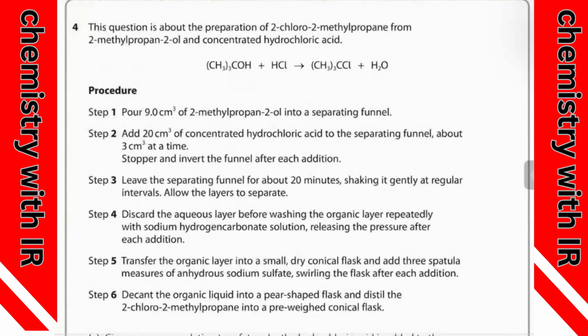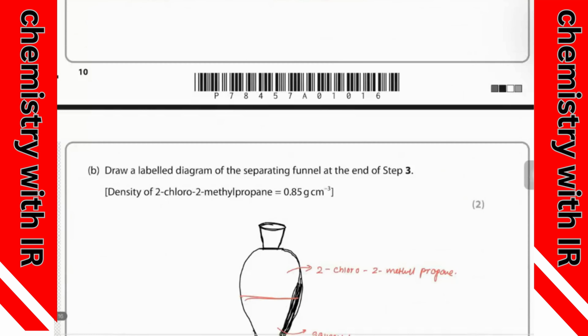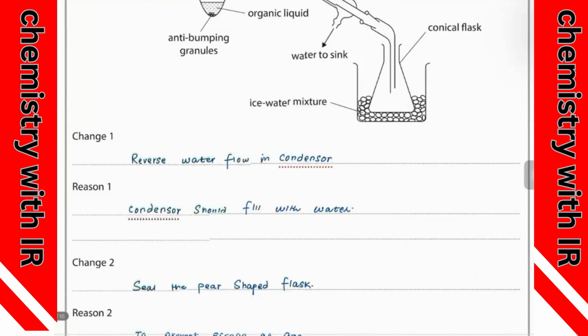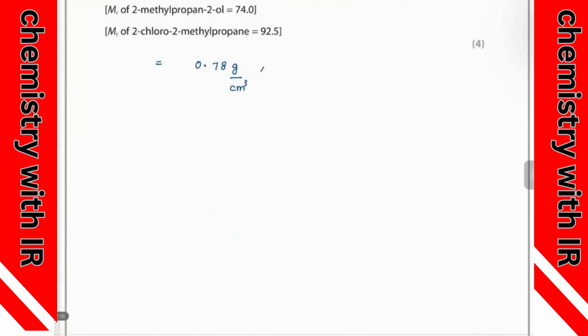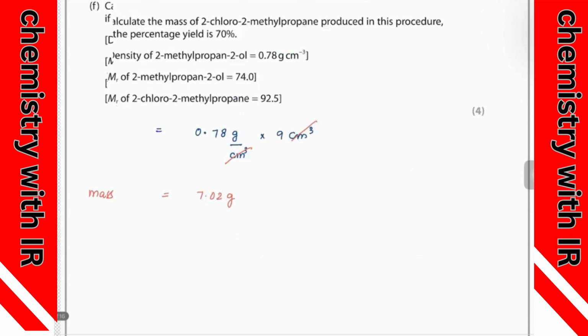Pour 9 centimeter cube of 2-methyl propan-2-ol. How much? 9 centimeter cube. So multiplied by 9 centimeter cube, cancel, cancel. 0.78 multiplied by 9 is going to give you 7.02 grams. You got the mass of 2-methyl propan-2-ol. This is the mass. Are you getting my point?